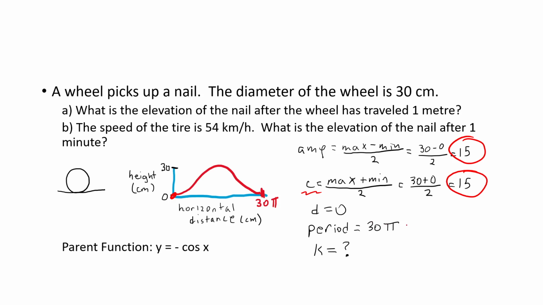And since the period is 30 pi, the k value is, you might be tempted to say, 360 over the period. And technically you wouldn't be wrong, but we're about to have a discussion of why we might look at it a little differently instead.